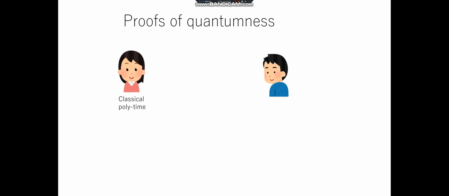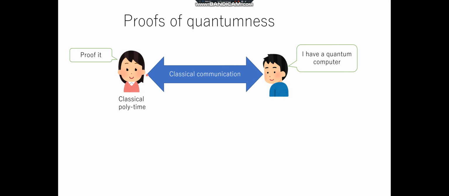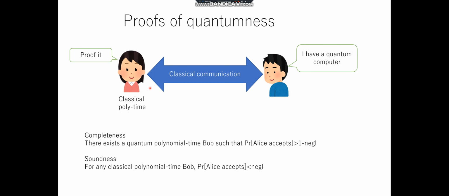First, I explain what proofs of quantumness are. We have a classical polynomial-time Alice and also a Bob. Bob wants to show that he has a quantum computer to Alice, so Alice asks Bob to prove it. Because Alice is classical, they can exchange only classical messages. A proof of quantumness requires the following two properties.